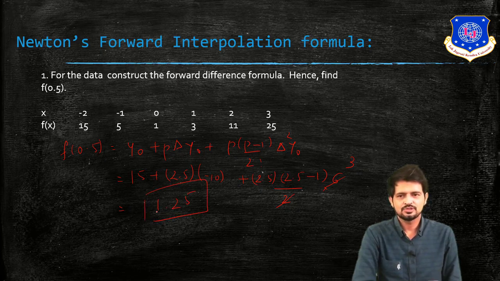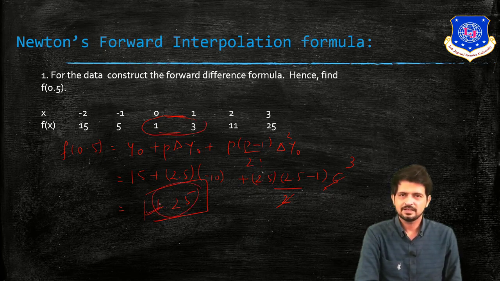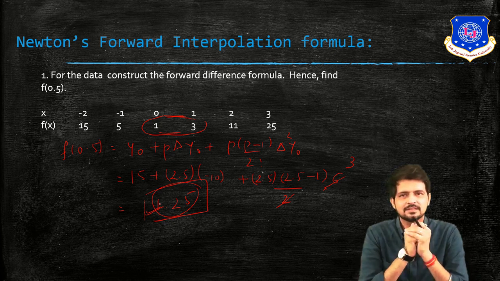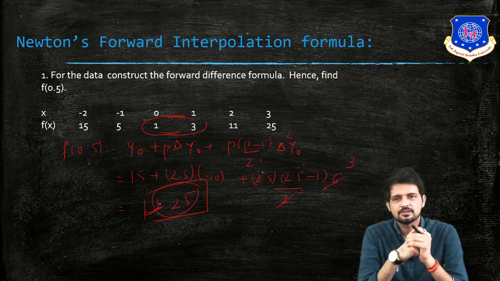You can also check from these values. f(0.5) will be near to this, and my function value will be between 1 and 3. So it is coming between 1 and 3, so my answer is correct. I can assume that my answer is correct. Okay, so in this way you can solve numericals on the basis of Newton's forward interpolation formula.